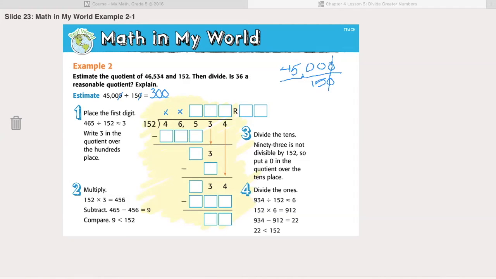152 can fit into 465. Let's see how many times. Well, I know that 150 plus 150 is 300, right? That would be 2 times, but I think it can fit in one more time.